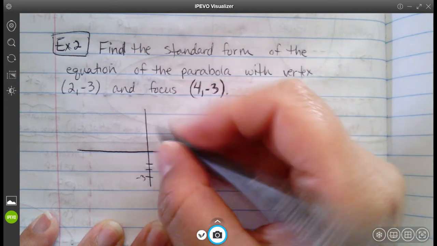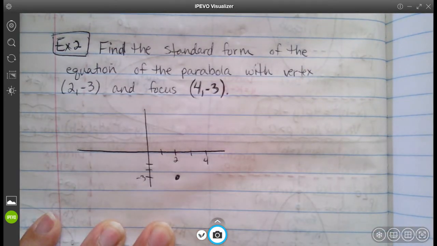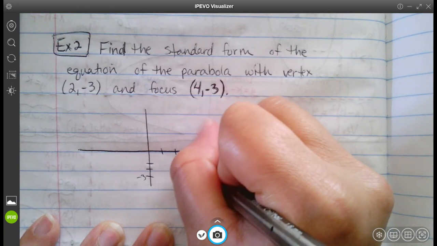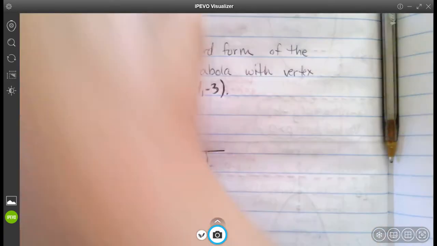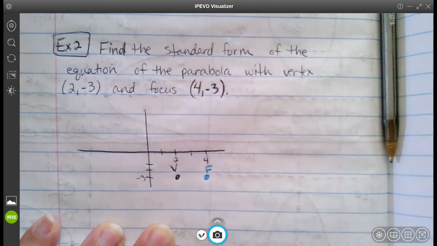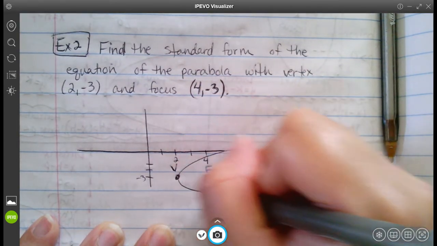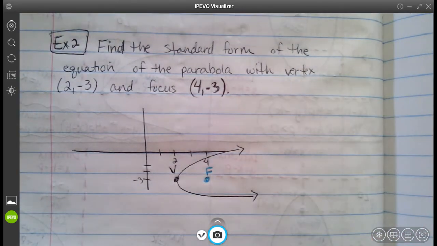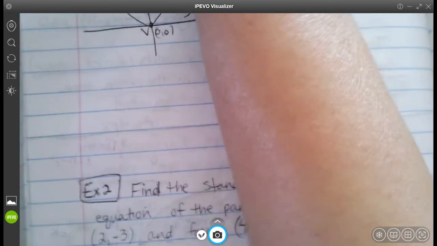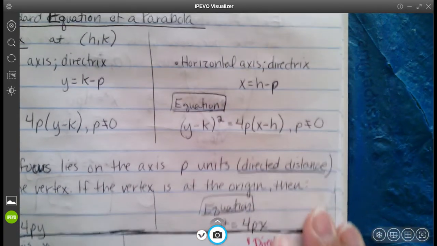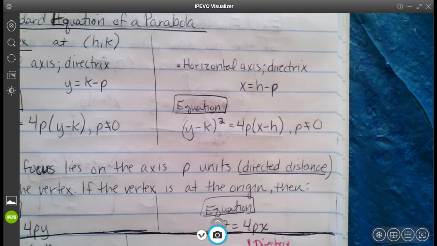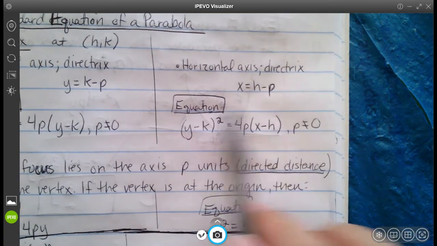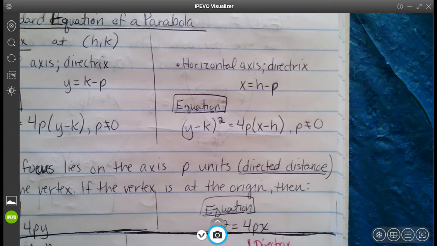So it looks like this one is going the other way. I'm going to label my focus with the blue color, F for focus and V for vertex. So this one goes maybe something like that, which means it's going to the right. For the right side, I'm going to look at the other page here, at the one that's going to the right, which is the horizontal axis. And this one's not centered at the origin, so I'm going to use this one right here: y minus k squared is equal to 4p times x minus h.